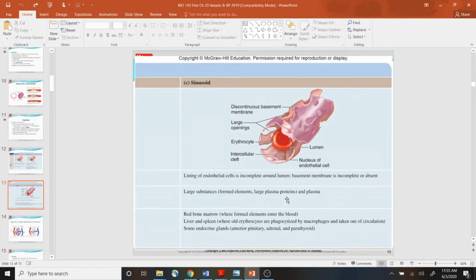And then if you're in areas like red bone marrow, liver, spleen, some of our endocrine glands, you need larger gaps for things to get out, like the formed elements, larger plasma proteins. And so you have your sinusoid, where you see the lining of the endothelial cells. It looks like someone just kind of ripped off pieces of it. The basement membrane is discontinuous, and there is an incomplete endothelial cell lining. But I need that to get larger substances out.